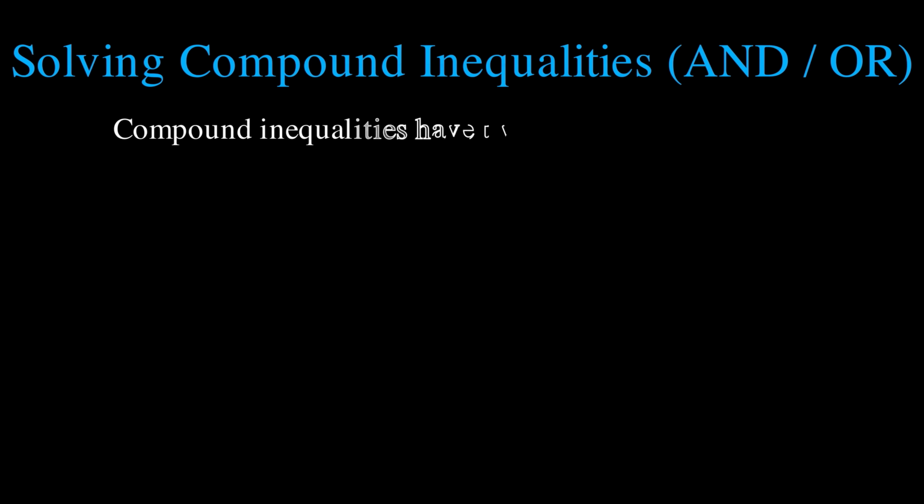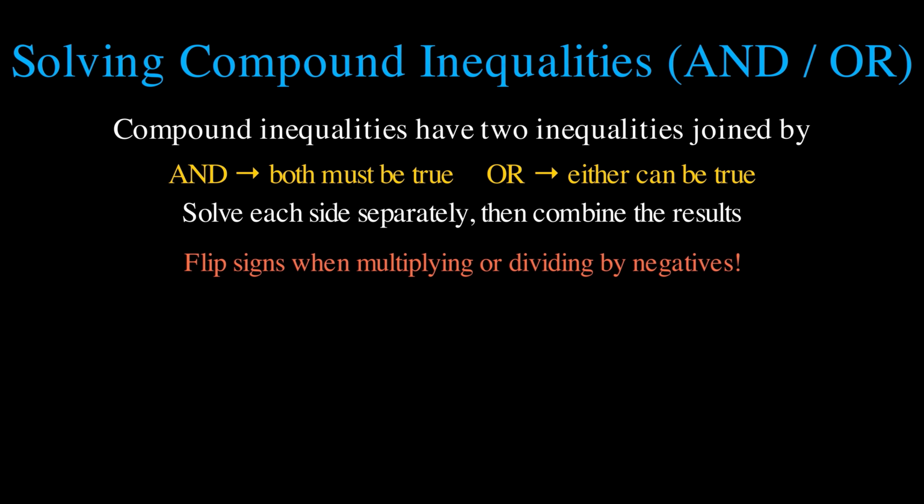A compound inequality is really just two inequalities connected together. When you see and, both parts must be true at the same time. When you see or, only one of the parts has to be true. You solve each inequality separately, then combine the results based on whether it's and or or. And just like before, if you ever multiply or divide by a negative, the inequality sign must flip.